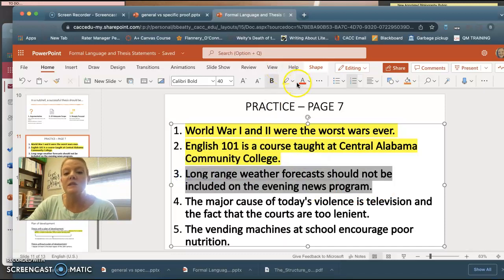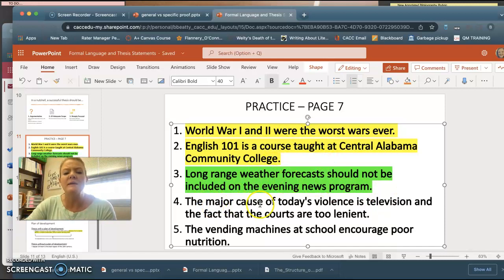So that's a pretty good thesis statement. We're going to give that one green because green is good. It talks about one thing, long-range weather forecast, that's one thing. It is arguable, so I could say, yes, they should be included. We could argue that. So it's specific, it talks about one thing, and it's arguable.